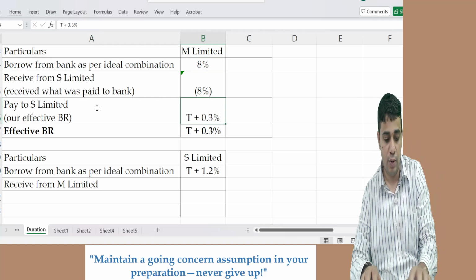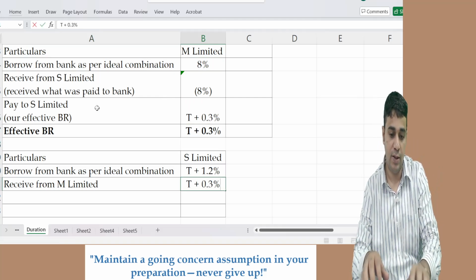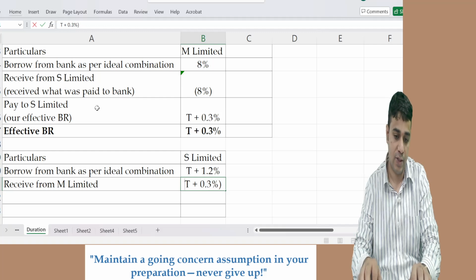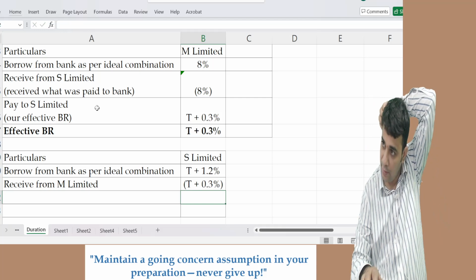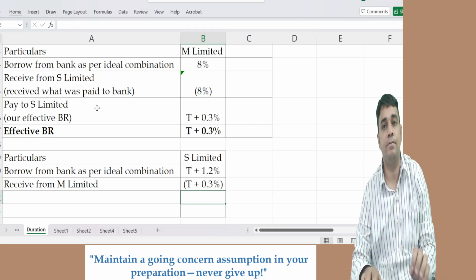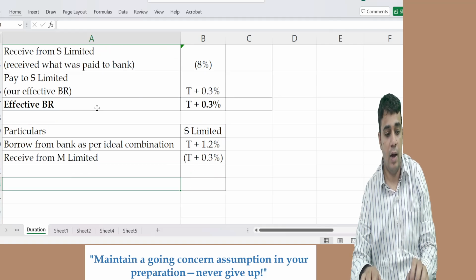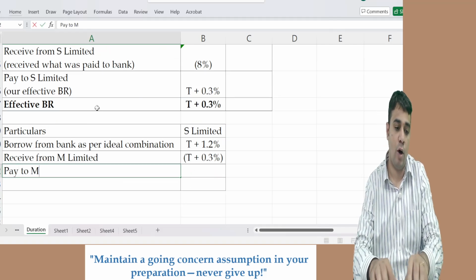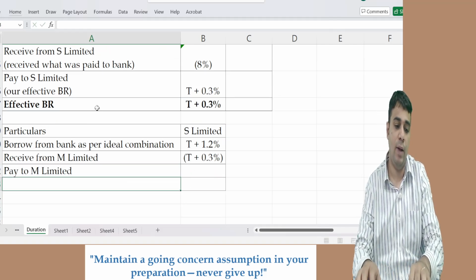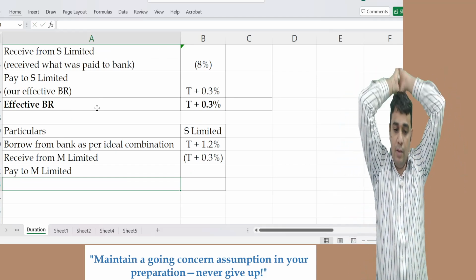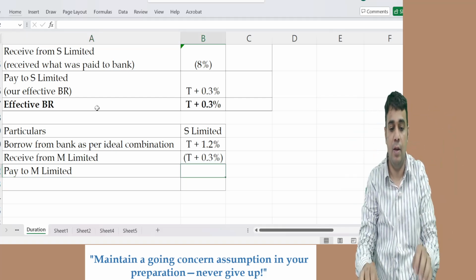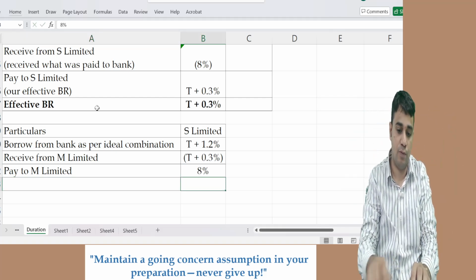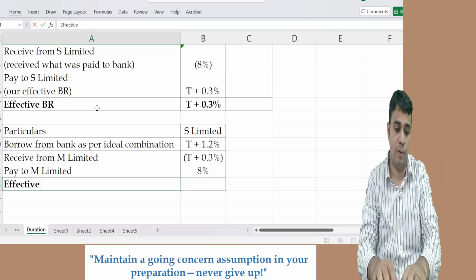So I am going to receive T plus 0.3. Write it in brackets because it is a receipt for me. Pay to M limited, again copy paste. How much are we paying? 8%. Can you put a total of this now? Effective borrowing rate. Put a total first.